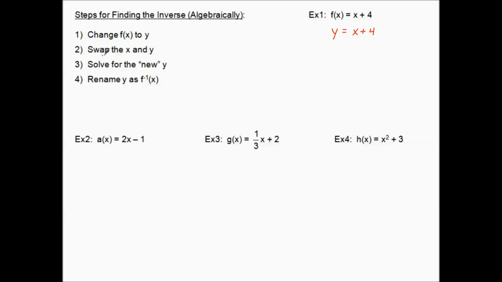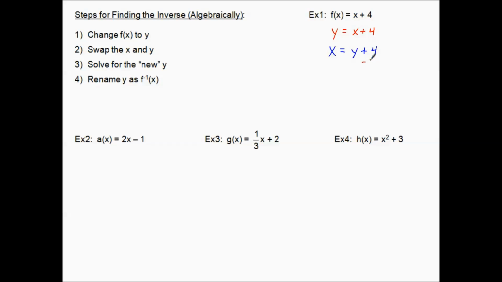Step 2, swap the x and the y. That will take the domain and the range and swap them. So instead of y equals x plus 4, we're going to have x equals y plus 4. We literally change the x to a y and the y to an x. Next, solve for the new y. Our y is now over here. All we have to do is solve the equation for y.